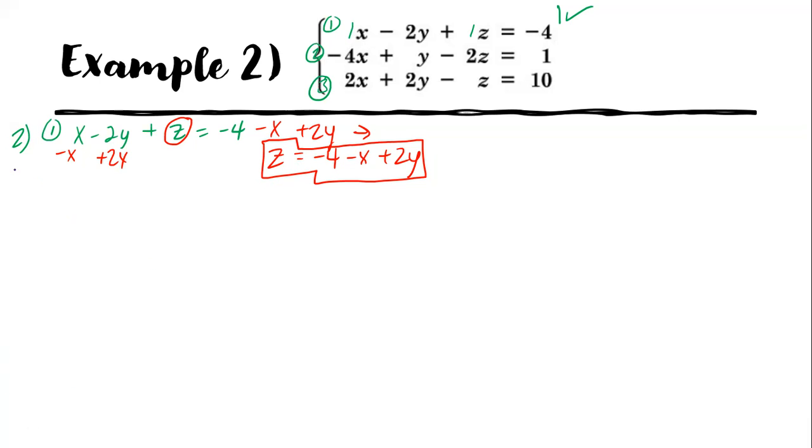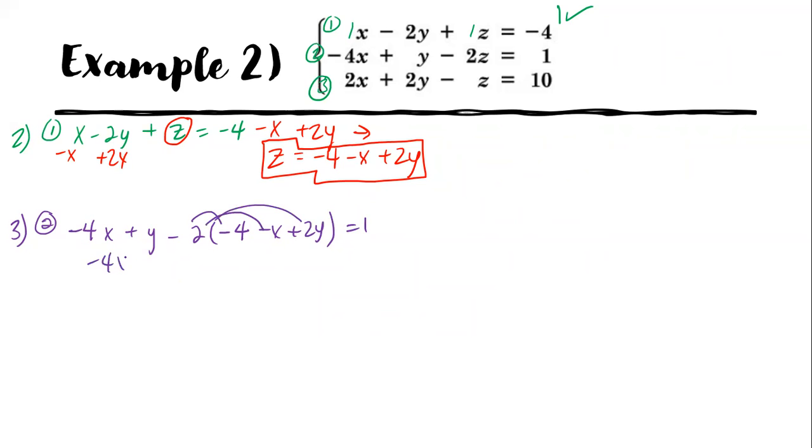Okay? So then step 3 is to substitute this into the other two equations for z. So on equation 2, we're substituting in. We have negative 4x plus y minus 2 times z, which is negative 4 minus x plus 2y, equals 1. And we're going to distribute.